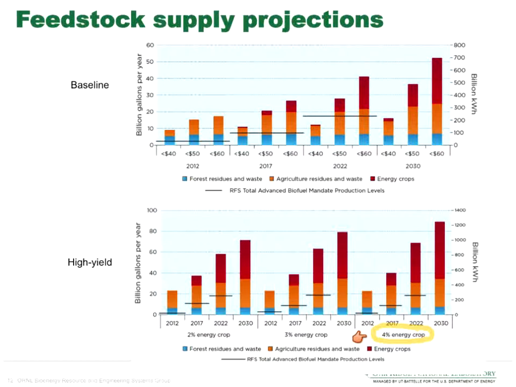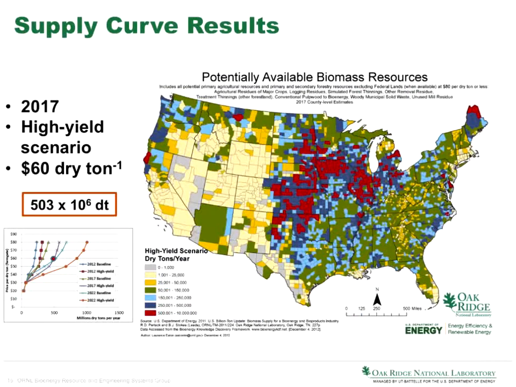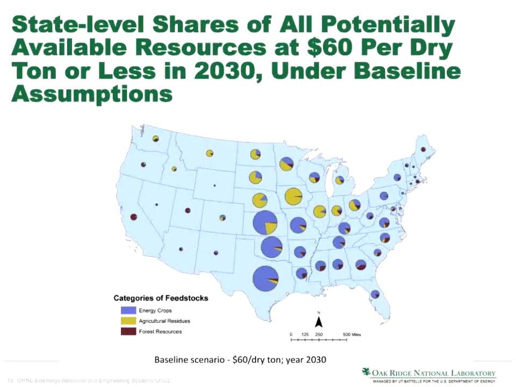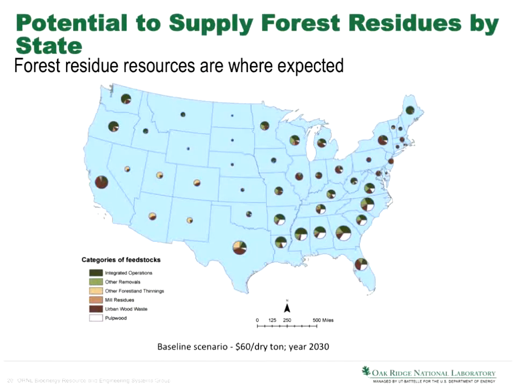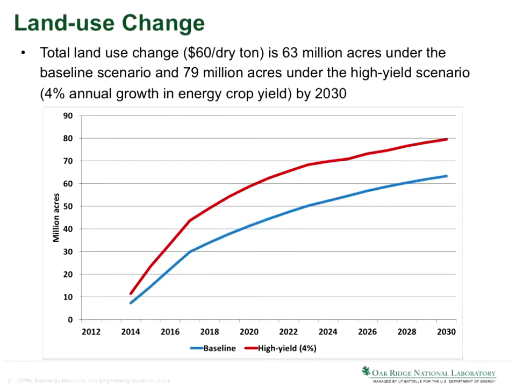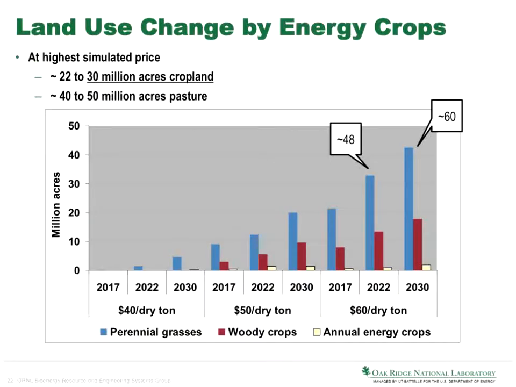Thank you. And I think you did mention on one of the slides the land use change by energy crop. I'm not sure if this is what Todd was looking for, but at the highest simulated price 22 to 30 million acres would be cropland, and approximately 40 to 50 million acres pasture. And correct me if I'm wrong, Todd, and if you need some further clarification, just please go ahead and type that in the window. I'm not sure if this is what you're referring to or not.